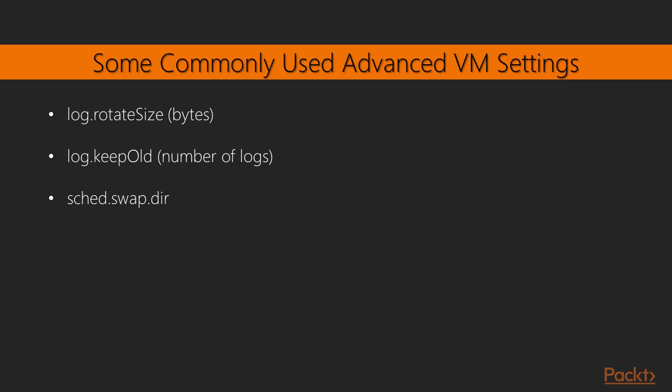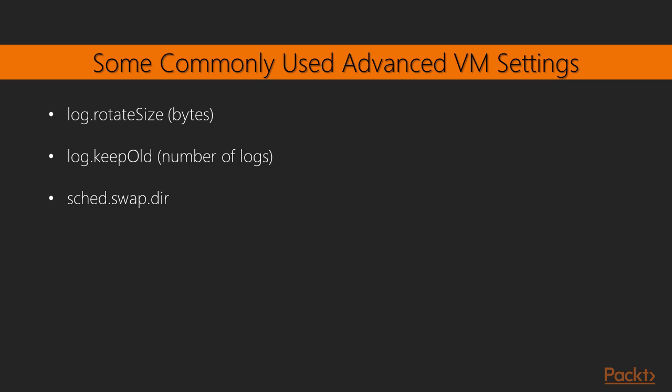sched.swap.dir, this is for specifying a directory where the swap file for the virtual machine is actually kept, so you could put it somewhere else on a separate LUN or a separate storage device that's not being mirrored or replicated or any such thing.